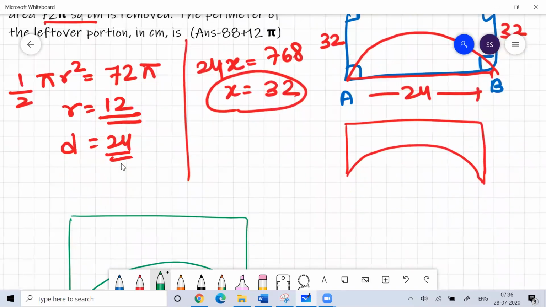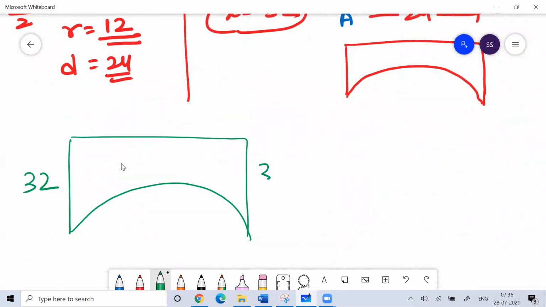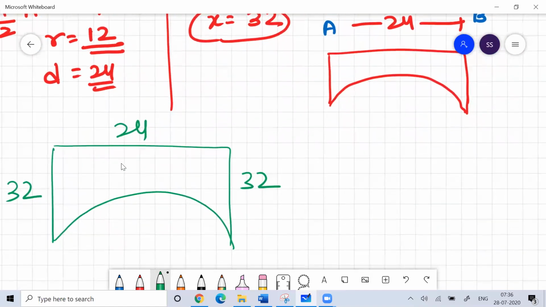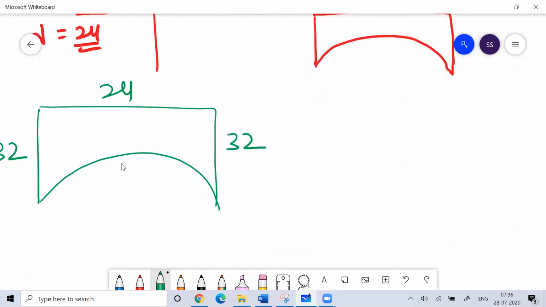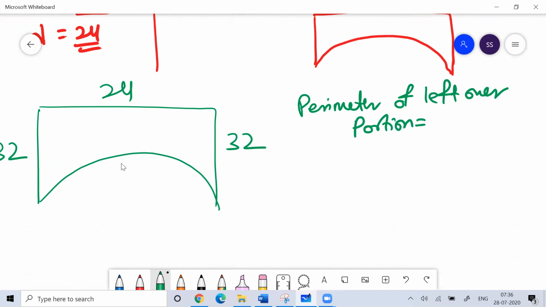So this is 32, this is 32, this is 32, and this is 24. You understood this. Now, if I ask you the perimeter of the leftover portion, suppose this is A, B, C, D, then that is 32 plus 24 plus 32 plus this is what?